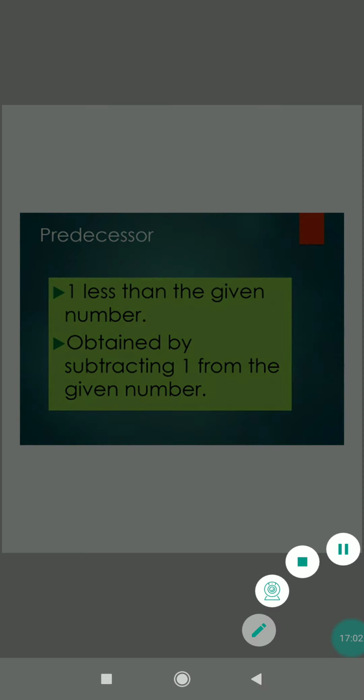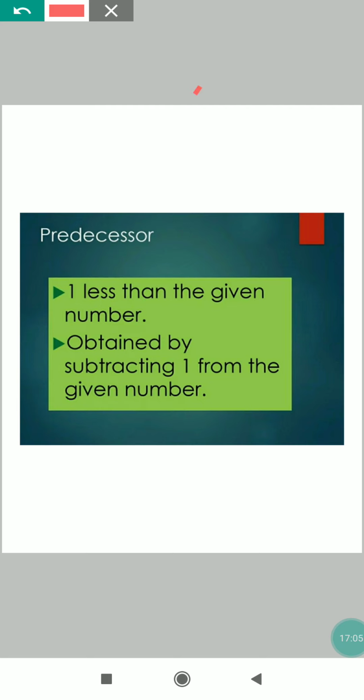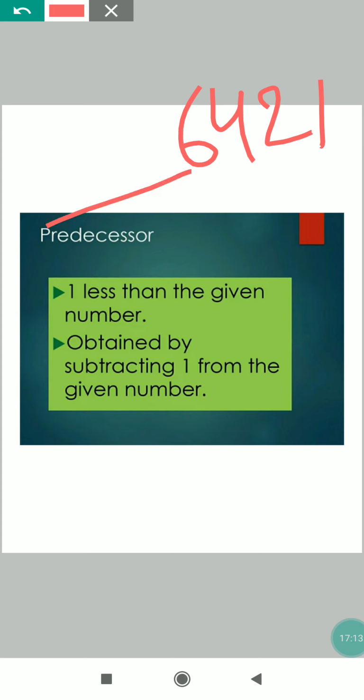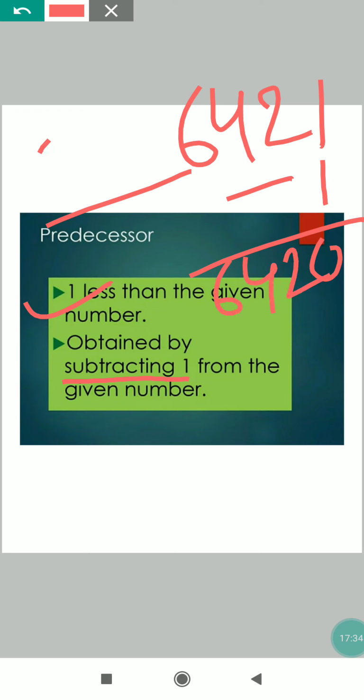Suppose I give one example. One number is given, student, that is 6421. You have to write the predecessor of this number. So what will you do? It is written that 1 less than a given number can be obtained by subtracting. Then what do you have to do? Subtract. Where will you subtract? From the last. 1 minus 1 will be 0, and the rest of the digits we will write as they are. So 6420 is the predecessor of 6421.